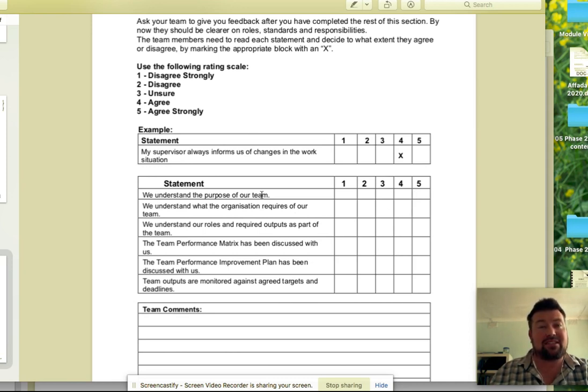So do they understand the purpose of their team? Do they understand what is required of them? Do they understand their roles and their outputs? Has the team performance matrix been discussed with them? Has the team performance improvement plan been discussed with them? And are they being monitored according to targets and deadlines? If they are happy with all of that, they will probably mark you very high.